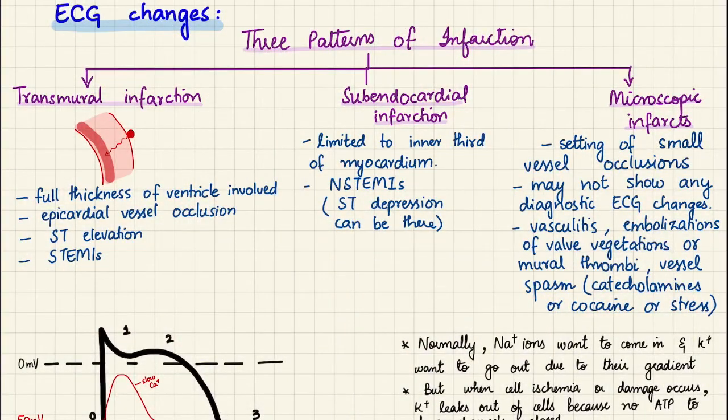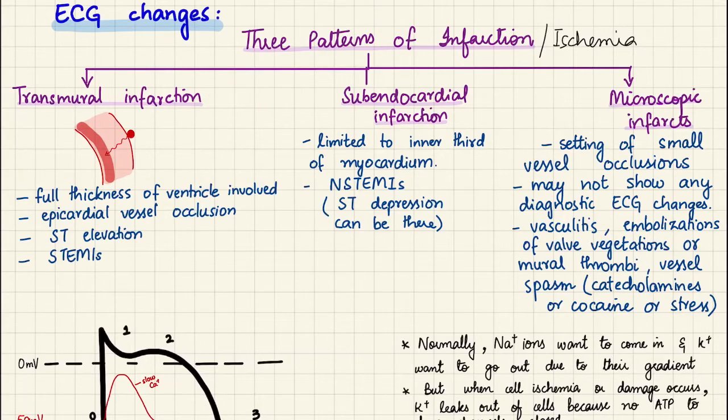Now let's see some ECG changes in different types of myocardial infarctions and angina. So basically there are three patterns of infarction or ischemia. First of all, we have transmural infarction. Transmural infarction means that the whole of the wall of the ventricle has undergone ischemia or infarction.